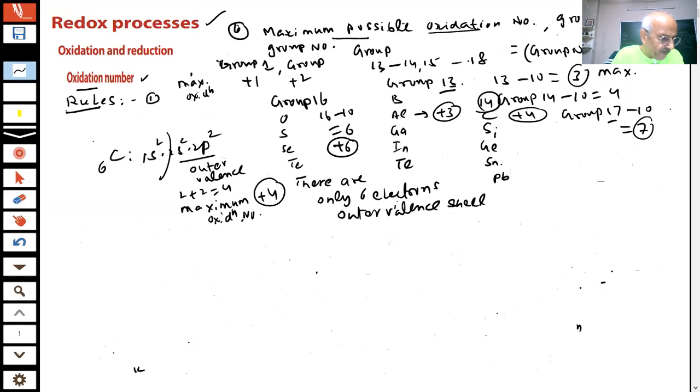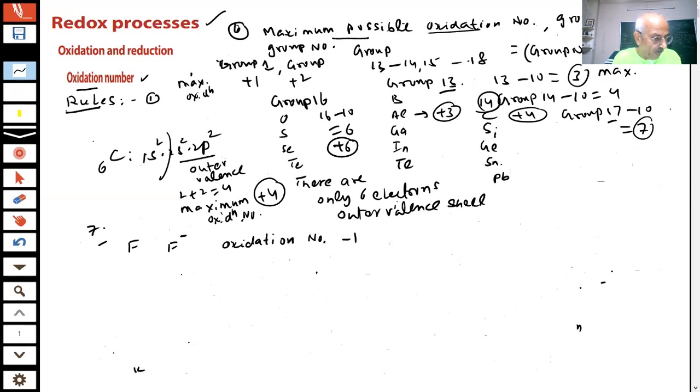So we are saying in general, if fluorine is an atom, if the charge on the fluorine is F minus, then the oxidation number is -1. No problem here.